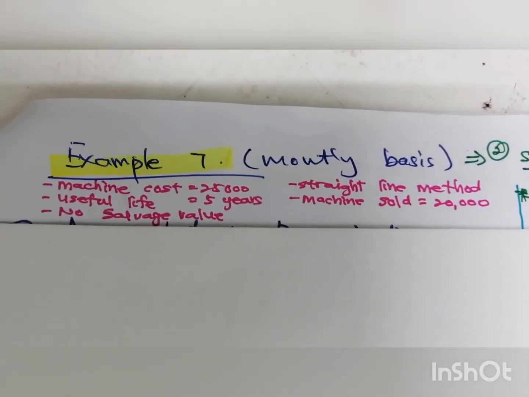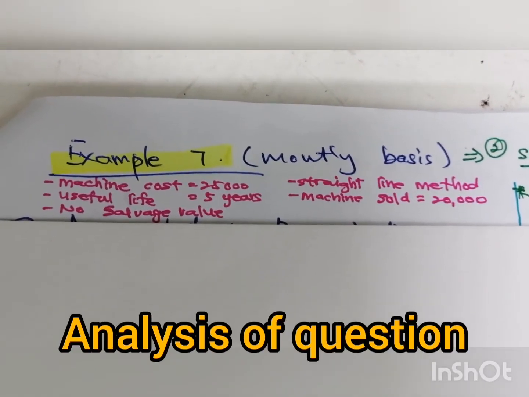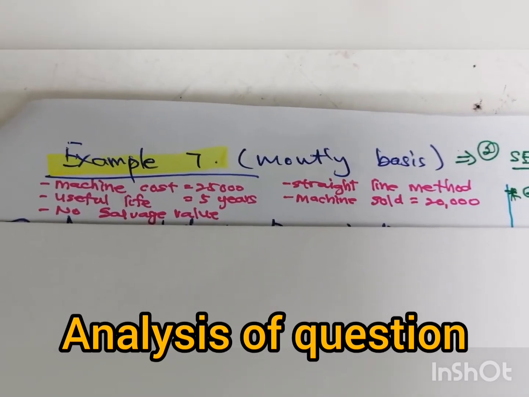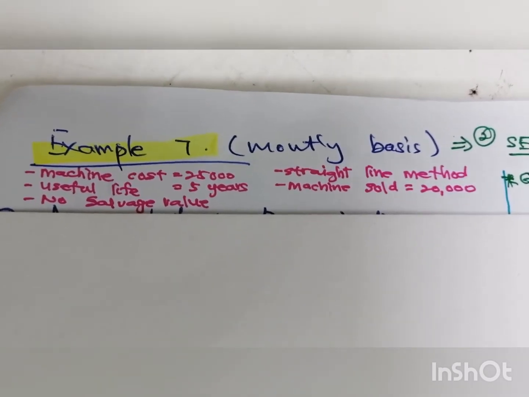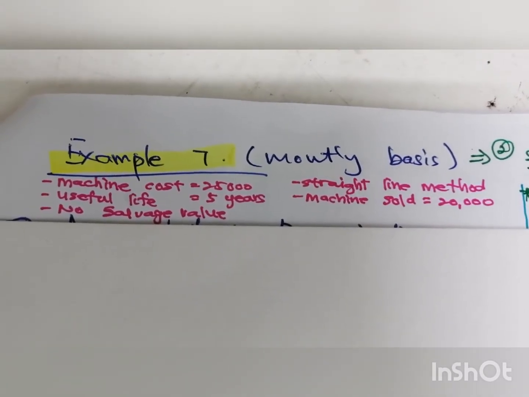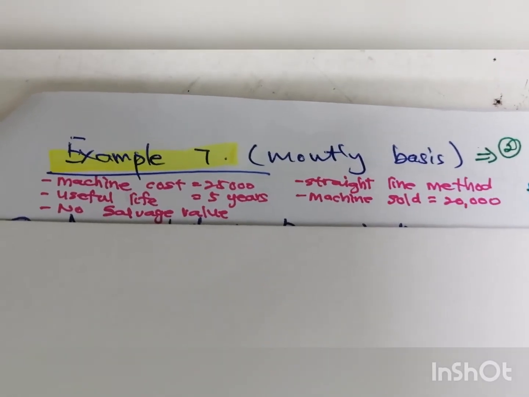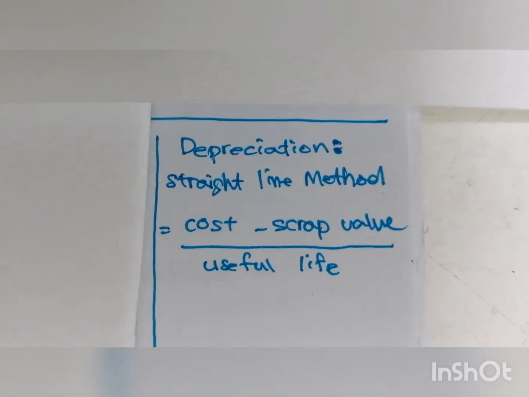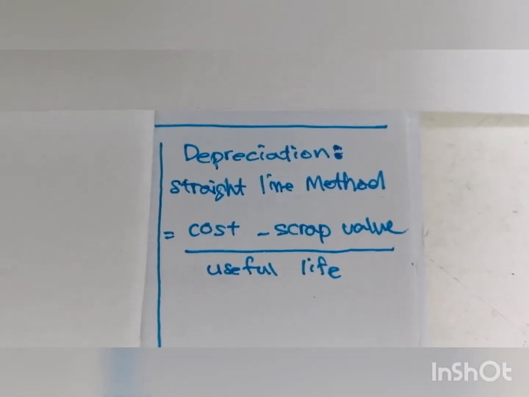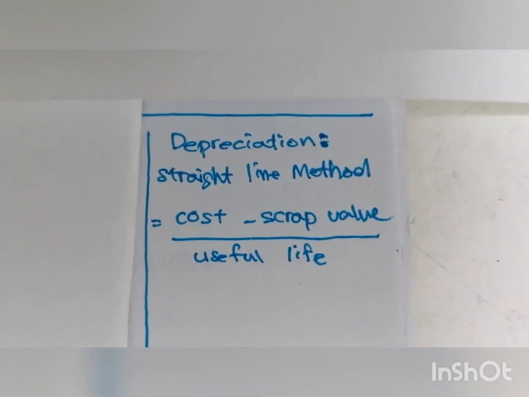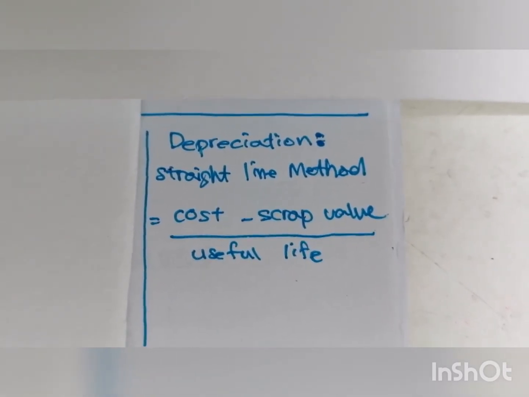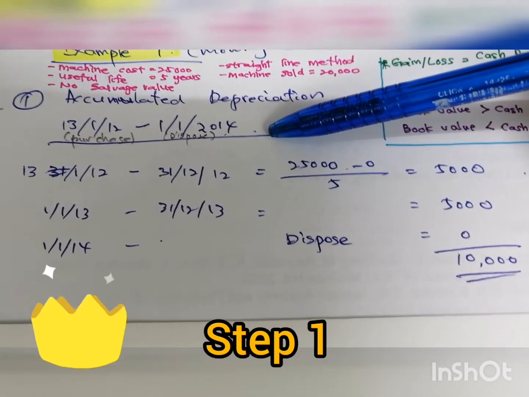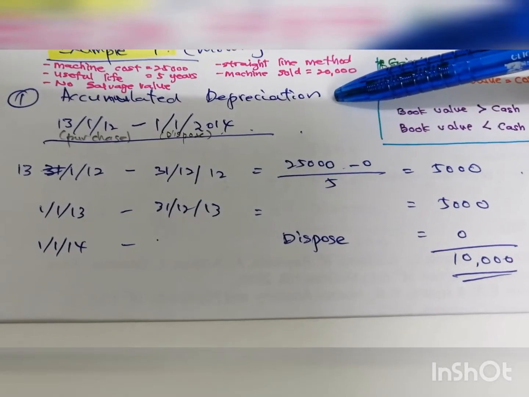As we read through example 7, we know that the machine cost is 25,000, useful life for machine is 5 years, and there is no salvage value. And this one we calculate by straight line method, and the machine is sold with the price 20,000. The formula for straight line method is cost of asset minus scrap value over useful life of the asset. Now, come to step 1, calculate the accumulated depreciations.